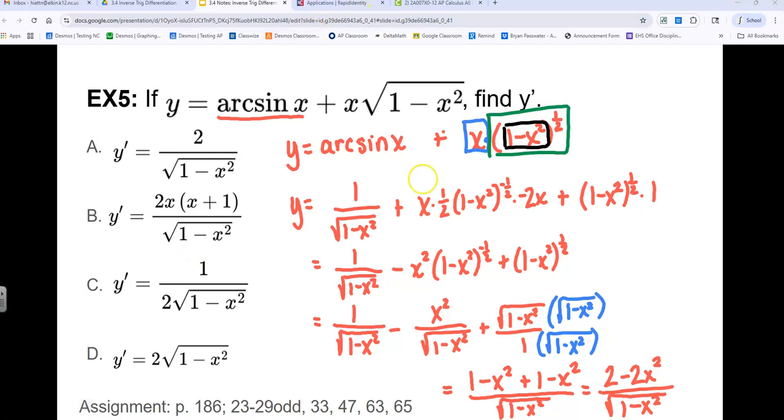You are going to take the derivative of arc sine. You should get 1 over the square root of 1 minus x squared. Here, it is a product rule. x times 1/2, 1 minus x squared to negative 1/2 times negative 2x, because you got to multiply by the derivative of the inside there, plus 1 minus x squared to the 1/2 times 1.